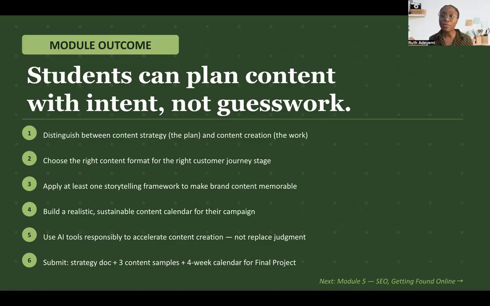Now we're going to be moving over to one of my favorite topics in the entire marketing world, search engine optimization, and how to get found online. So that will be our next module. But until then, keep working on your final project. If you have any questions, you know where to find me. Until then, keep working.